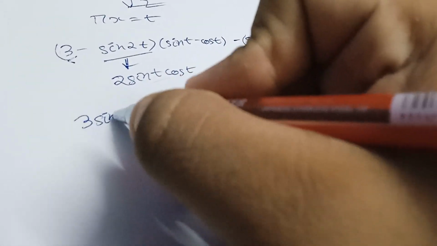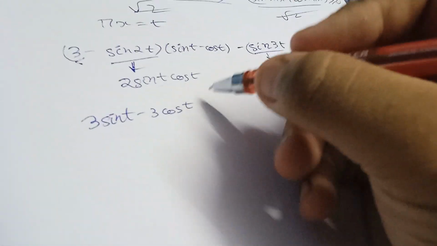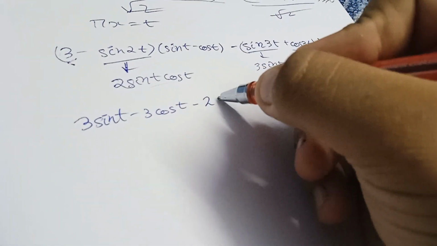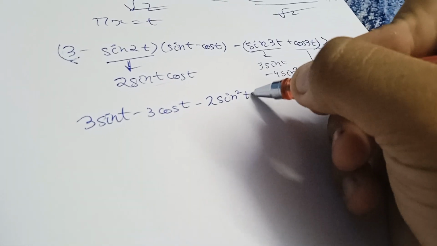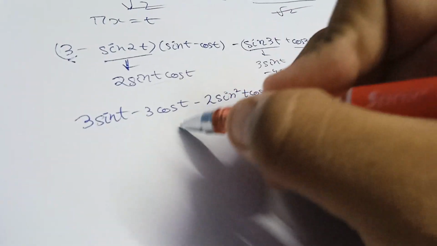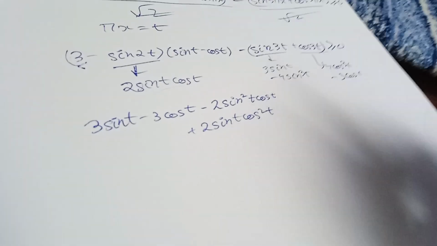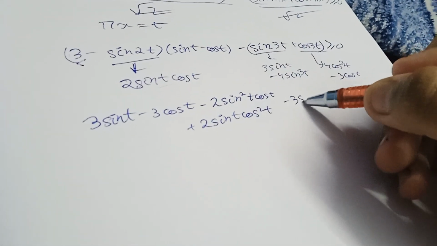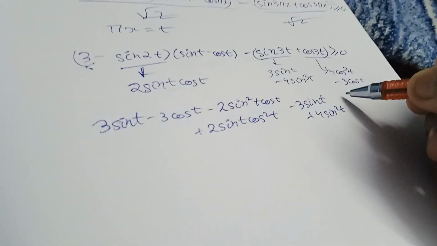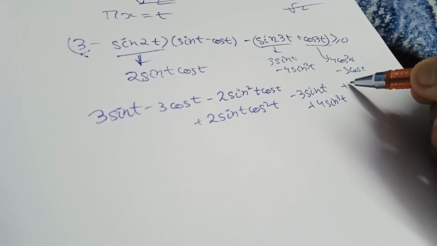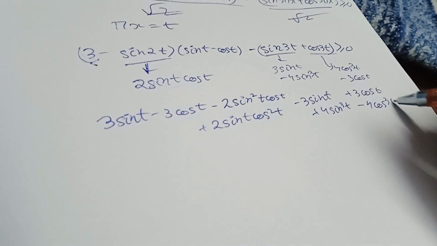So 3 sine t minus 3 cos t, I'm opening this bracket, minus 2 sine square t cos t plus 2 sine t cos square t. I get from this bracket, from that, minus 3 sine t plus 4 sine cube t, and then this side I get plus 3 cos t and minus 4 cos cube t.